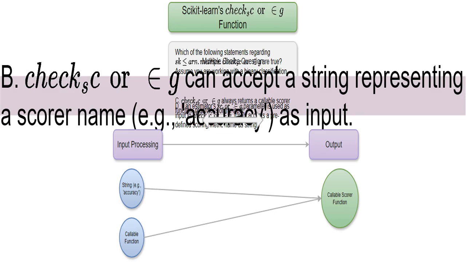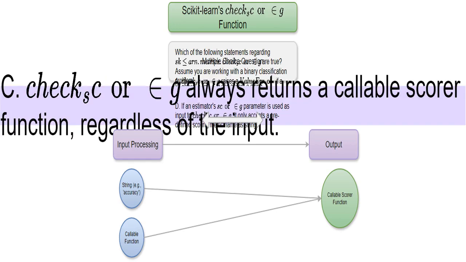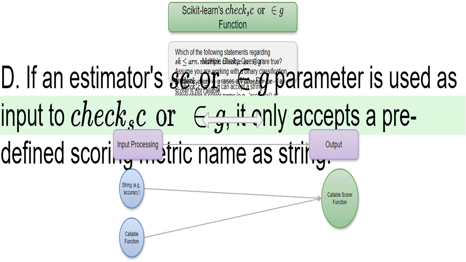That's correct. Statement C claims that no matter what you give check_scoring, it always gives back a function, a callable scorer, to do the actual scoring. That is a true statement. Statement D suggests that check_scoring only accepts predefined metric names, strings, if it receives input from an estimator's scoring parameter. This is false. It can handle functions, too.